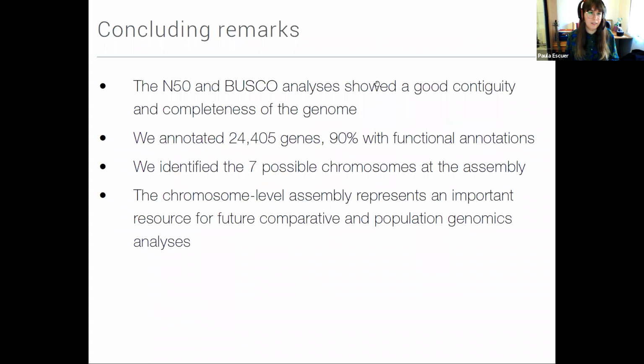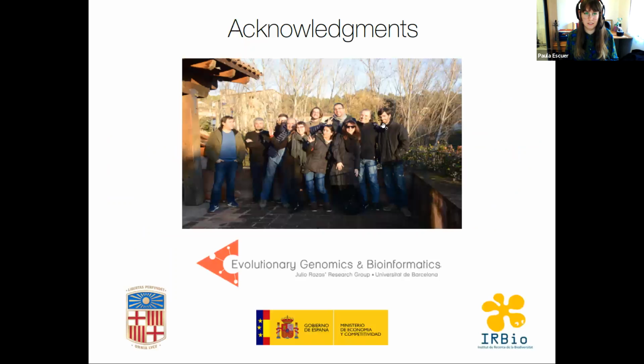And finally, the concluding remarks are that the N50 and BUSCO analysis show good contiguity and completeness of the genome. We annotated 24,000 genes, 90% of which had functional annotations. Also, we identified the 7 possible chromosomes in the assembly, and this chromosome-level assembly represents an important resource for future comparative and population genomic analyses.